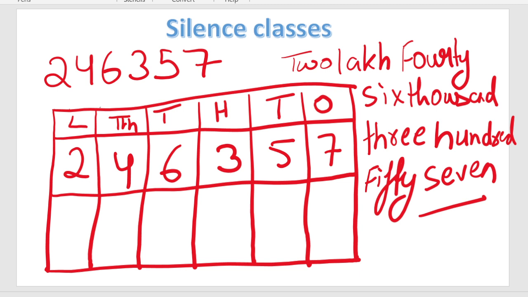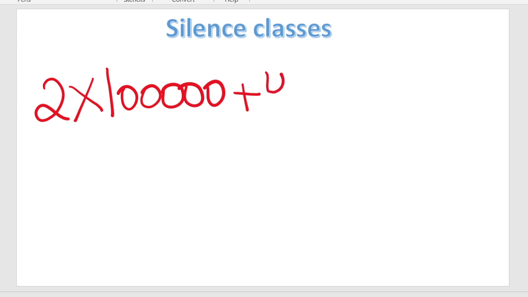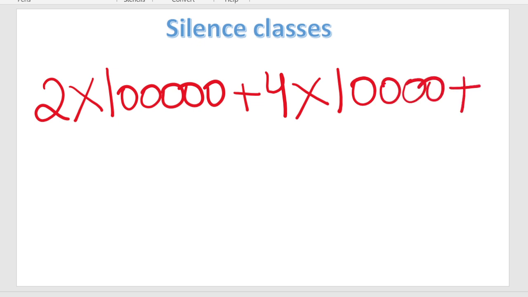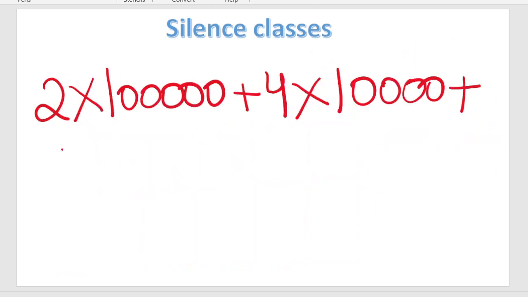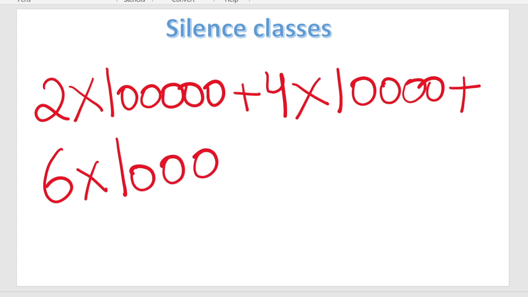It means we have to write down 4 multiplied by 1 and after that 4 zeros: 1 2 3 4 zeros. Then again plus 6, after that 3 zeros: 1 2 3. Okay, 1 and 3 zeros.